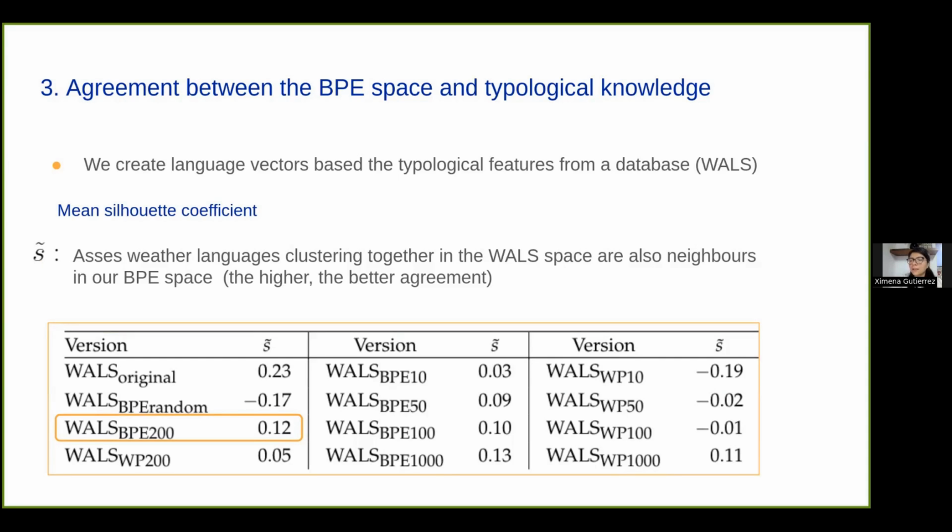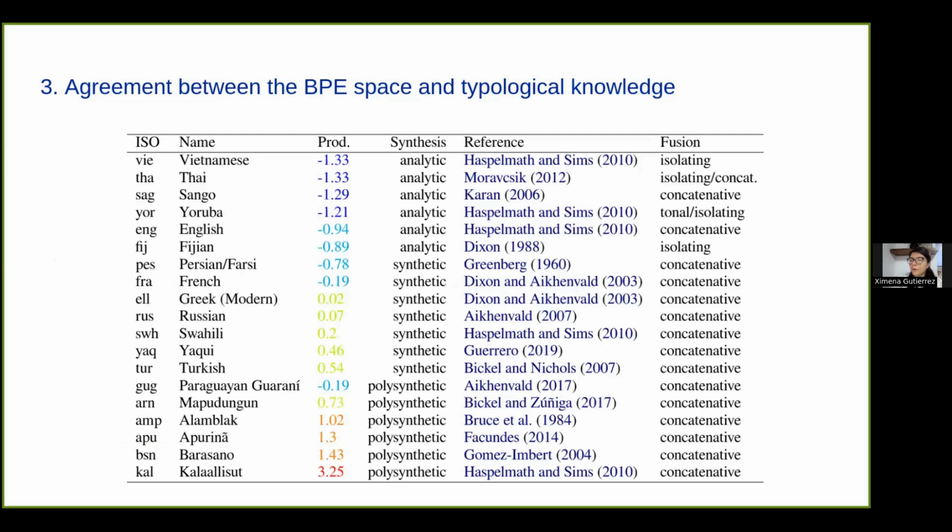According to our results, language vectors created with as few as 200 BPE merge operations show already good agreement with the WALS space. This suggests that we can have language vectors that encode typological knowledge induced from simply raw text. Interestingly, the same amount of incremental patterns obtained from the WordPiece merging criteria are less indicative of the morphological structure.